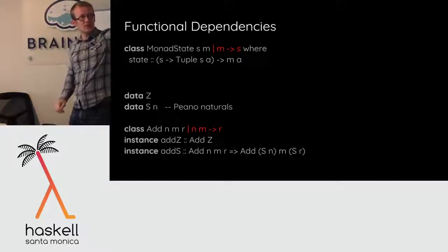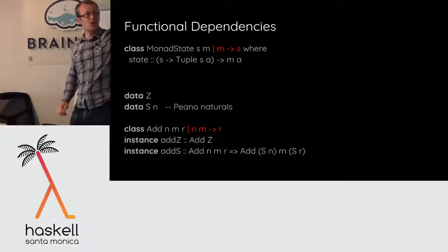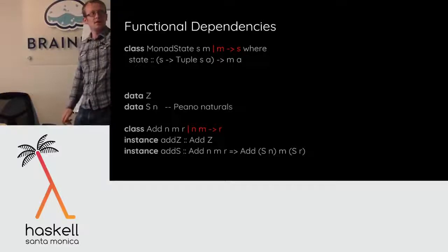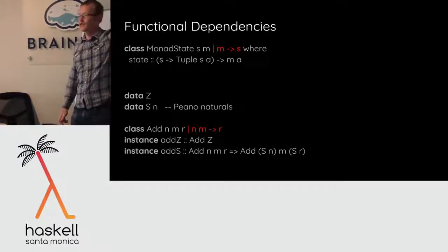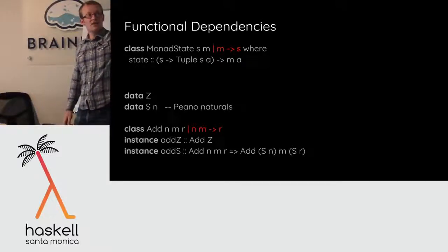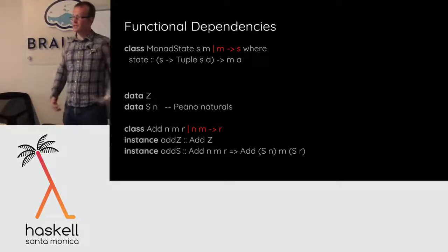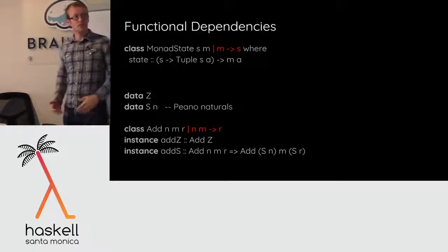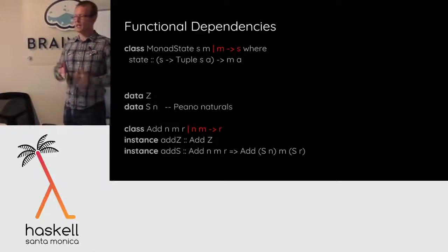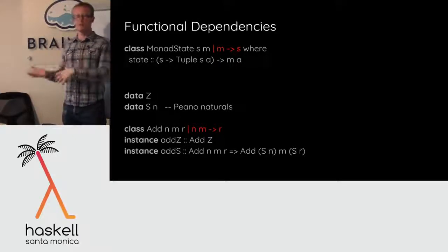If you're trying to find an instance for this and you only know about M, then this functional dependency says that you can figure out S, right? If you choose an instance for M, then you can just take S to be whatever that instance said it should be, okay? You don't have to match M and S both. You could just match M and infer S, okay?